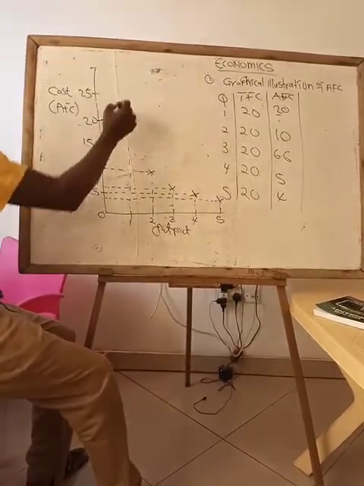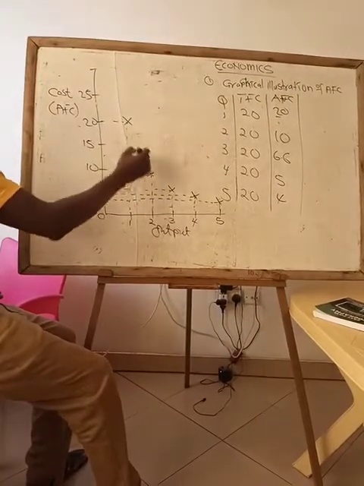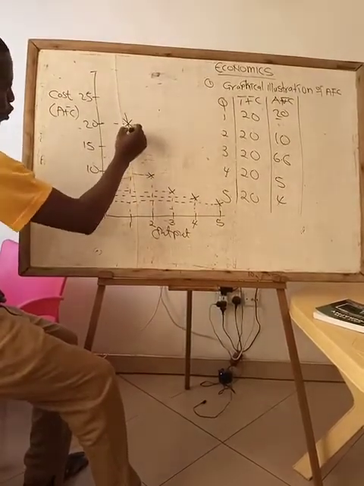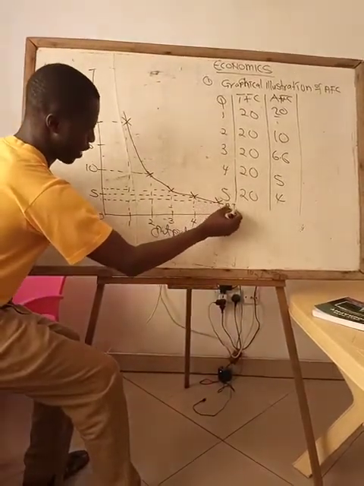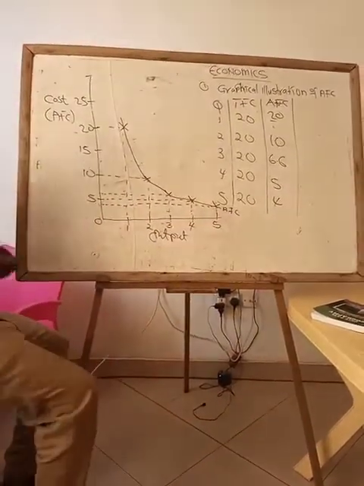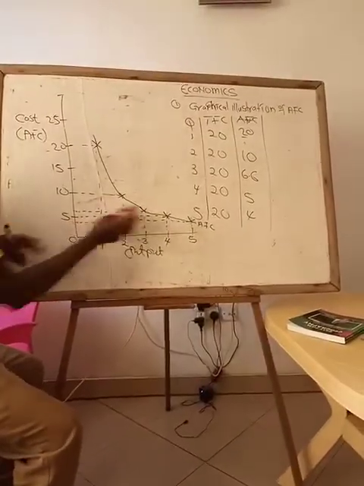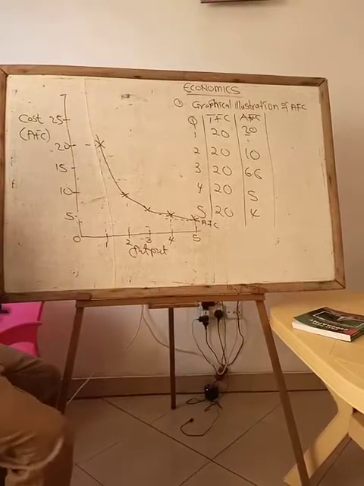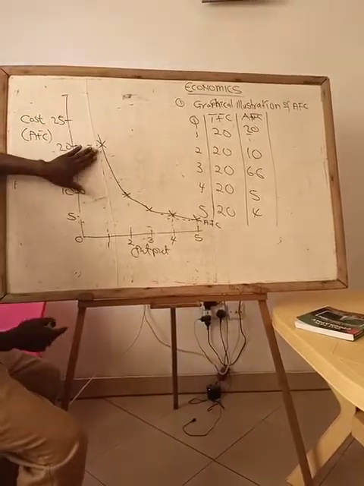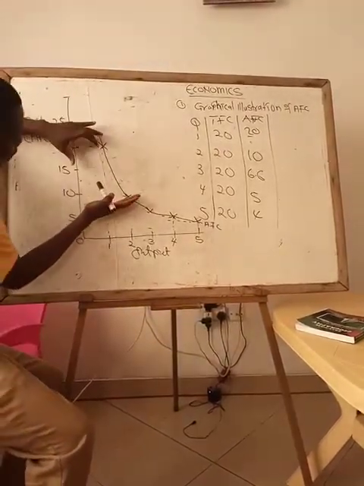Now when I finish, I'm just going to draw a line to join these points together. So this is going to be my curve. This is called average fixed cost. So this is how average fixed cost is plotted on a graph. Now the next thing is the behavior of the average fixed cost. As you can see, initially it falls very sharply.